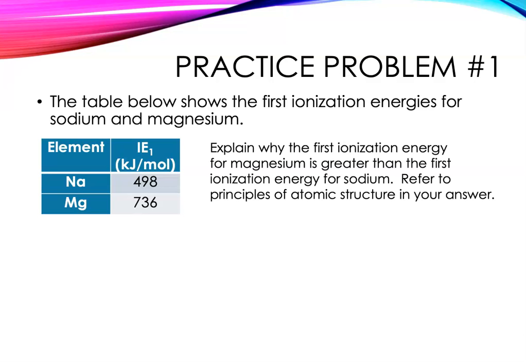What's the question then? The question is, explain why the first ionization energy for magnesium is greater than the first ionization energy for sodium. Refer to principles of atomic structure in your answer. And what I really want is Coulomb's law. So let's work through this.